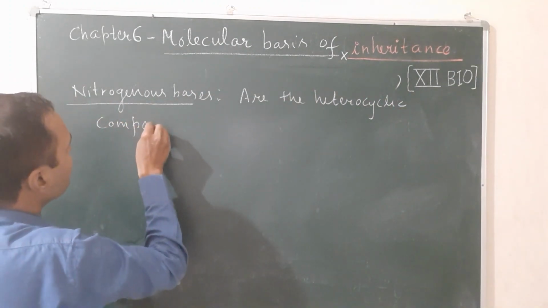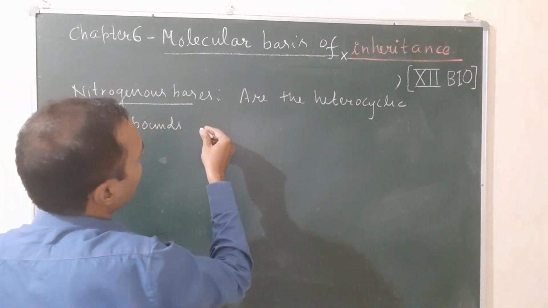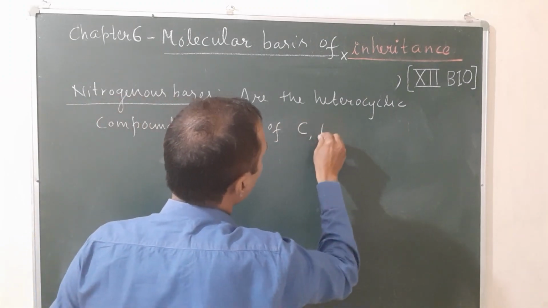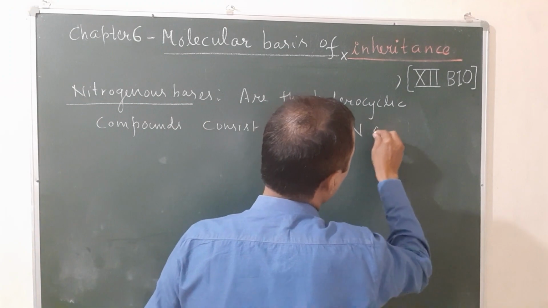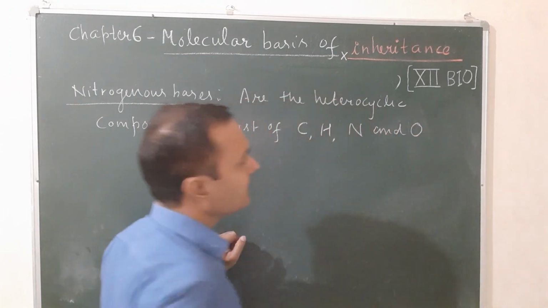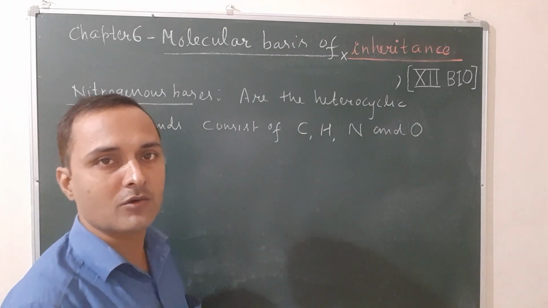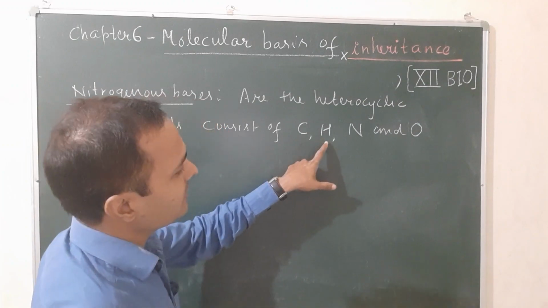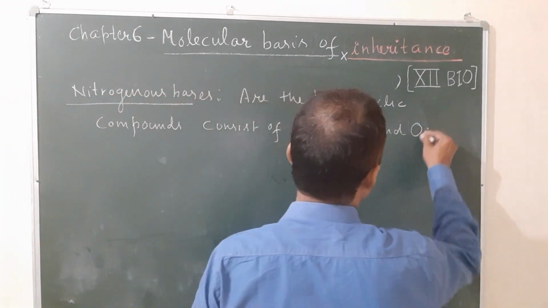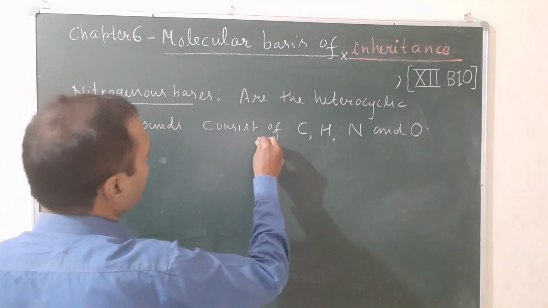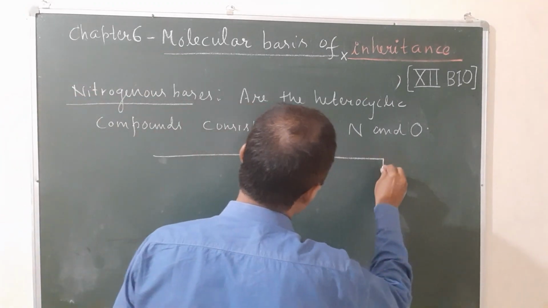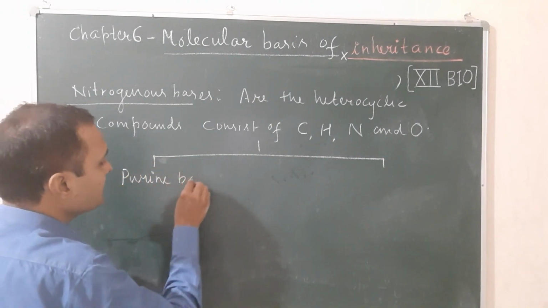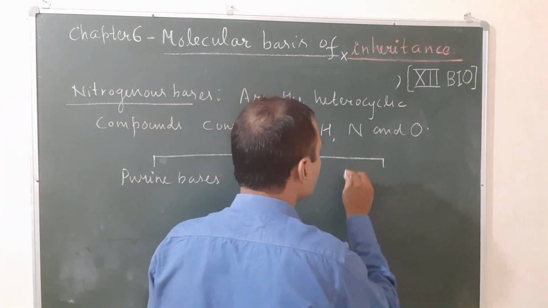Nitrogen bases are the heterocyclic compounds found in nucleic acid, consisting of carbon, hydrogen, nitrogen and oxygen. There are two types of nitrogenous bases. The first one is known as the purine bases, and the second one is known as the pyrimidine bases.